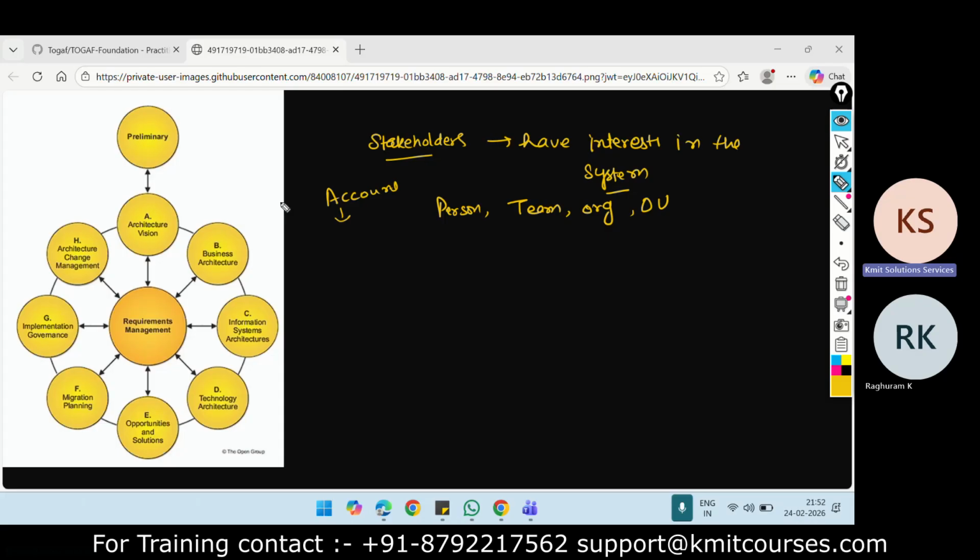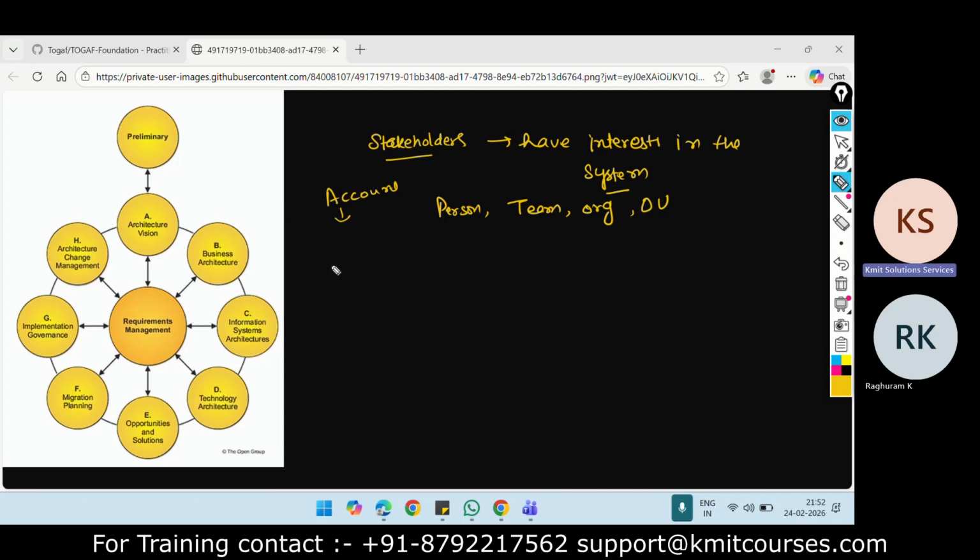For example, you are working on a project, and someone says, if you make any change to this project, you need to inform me, because our application is using this system. That person, that team, is a stakeholder.